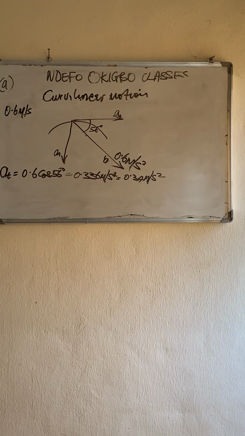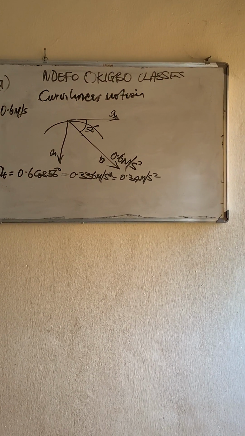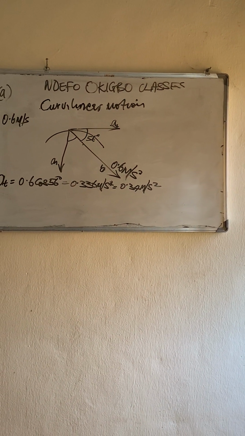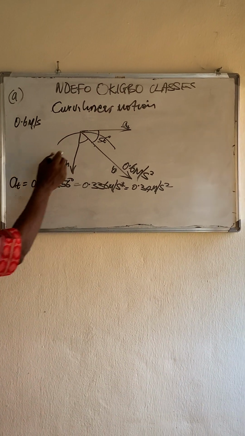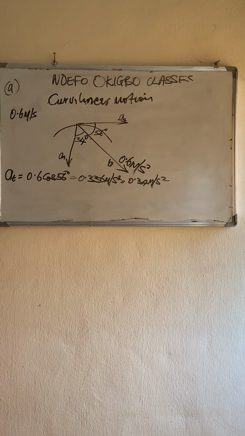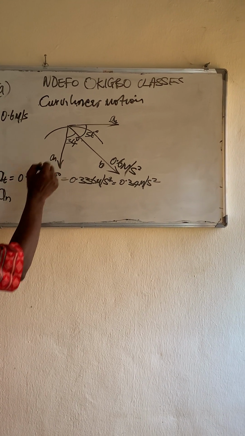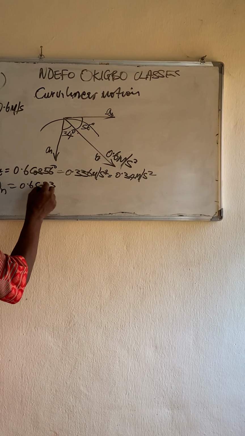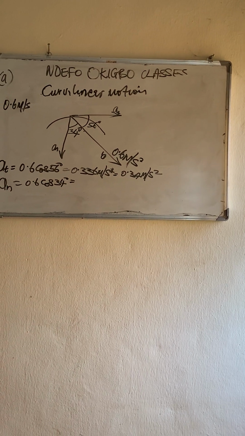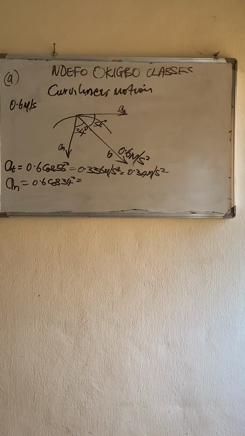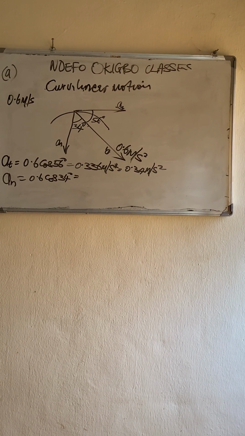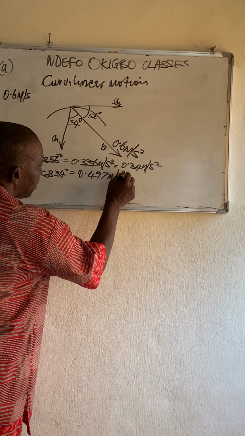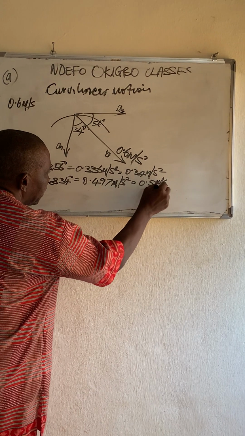While the normal acceleration will be a resolution with the other angle, because if this is 56 degrees out of 90, the other one would be 34 degrees. So the normal acceleration, which is this one, will be 0.6 times cos 34 degrees, which is 0.497 meters per second squared, approximately 0.5 meters per second squared.